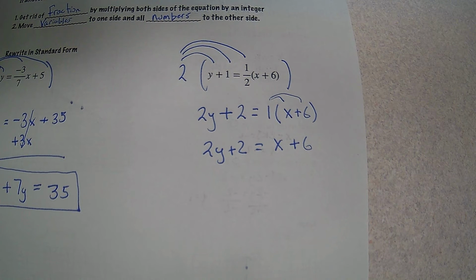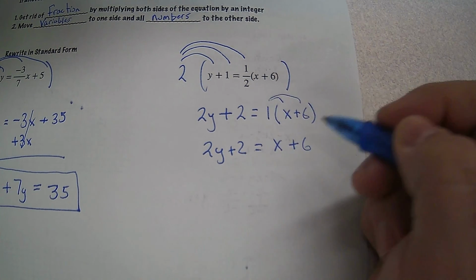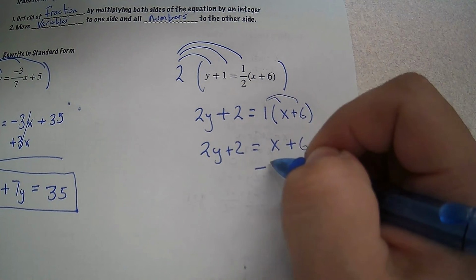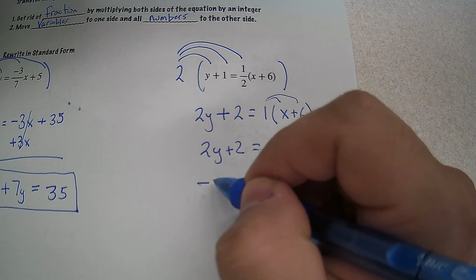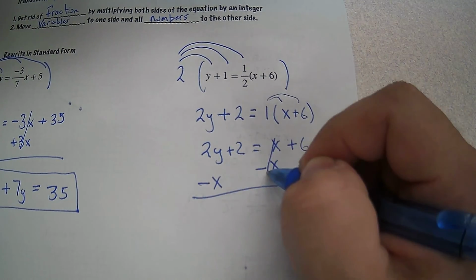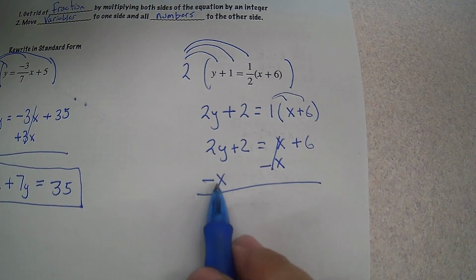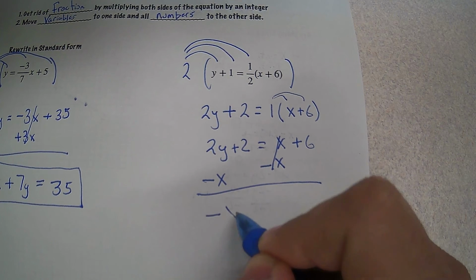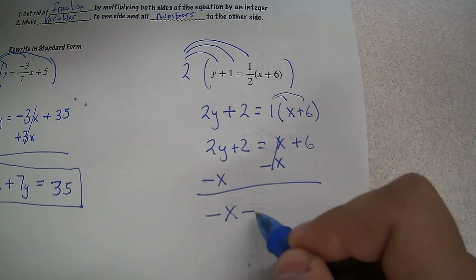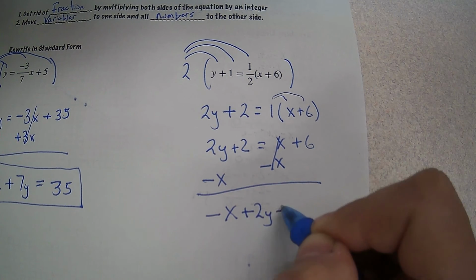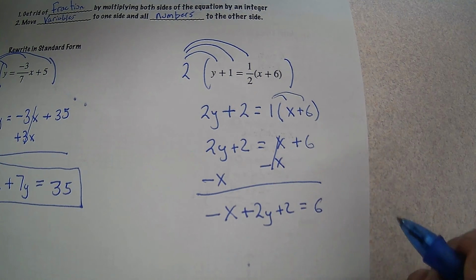Now what we want to do is get all of our variables to the same side. It doesn't matter which way that we do this now. Maybe we want to move the x's over here again. So let's subtract this x. Now there's no like terms here, so again I'm going to put this negative x plus 2y plus 2 equals 6.